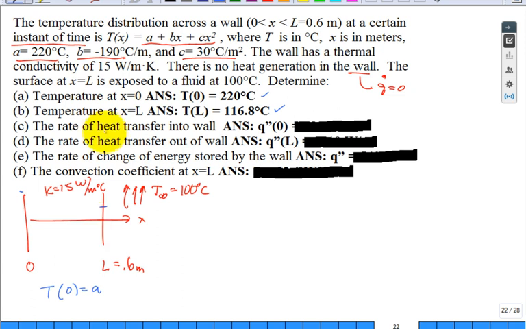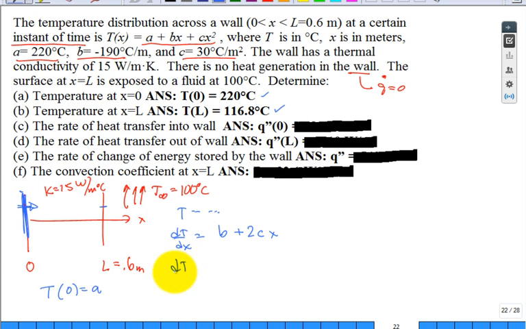Okay. What's the rate of heat transfer into the wall at X equal to zero? What's the heat flux there, q double prime? How do I solve for q double prime at X equal to zero? Use Fourier's law. So I had to differentiate my analytic expression, and then I multiply by negative k and evaluate at zero. So given T, I need dT/dx. That's going to be b plus 2cx.